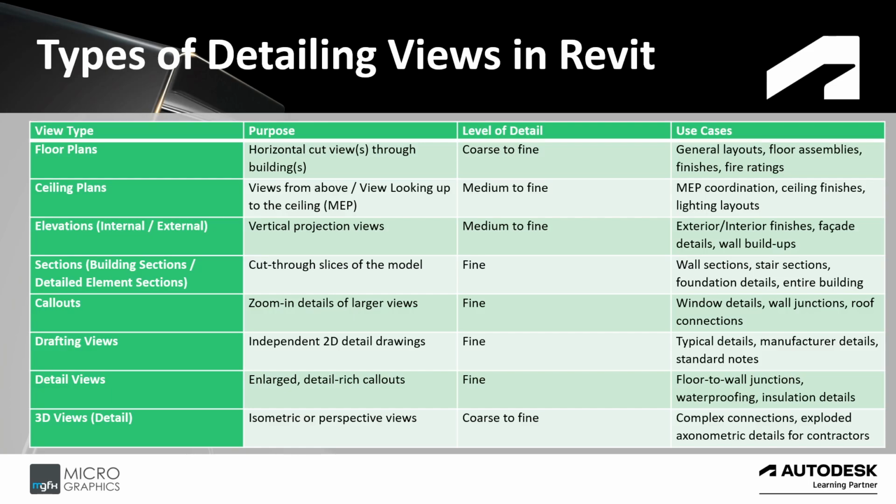Then you get a multitude of different sections. The main ones would be the building sections or detailed element sections. Cut through slices of the model, fine detail, wall sections, stair sections, foundation details, or the entire building. And with 2 clicks you have the section already drawn for you, and it updates dynamically if any changes were made on the floor plans, ceiling plans, or on the elevations. The sections update.